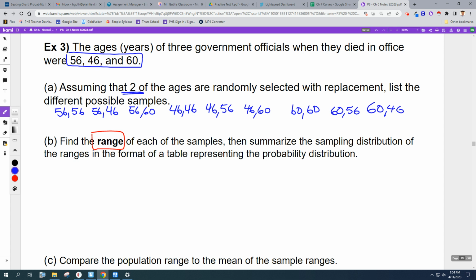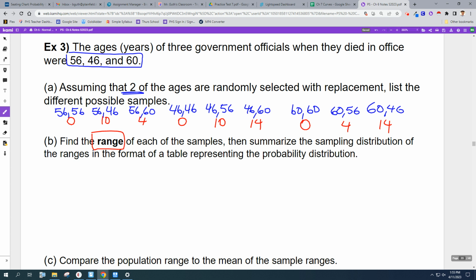Okay. So when they say range, it's been a while since we've thought about range as this definition, but range is just the maximum minus the minimum. So you're subtracting them. Subtract them, subtract them, subtract, subtract, subtract, subtract. Yeah. The range, big minus little.